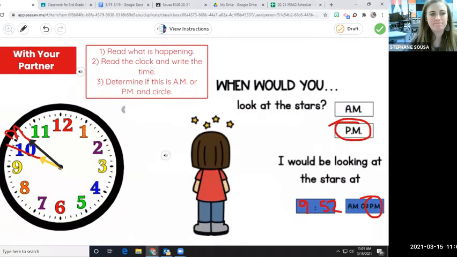All righty, you've worked with your partner on slide 6. You should have found this answer. When would you look at the stars? This would happen in the PM. I hope you didn't get tricked by that hour hand. I stretched it out for you. It is still in the 9. It has not yet touched the 10. It is after the 9. Okay, so it is 9, and then our minutes are 52, 9:52 p.m. Questions, concerns, comments about this one?